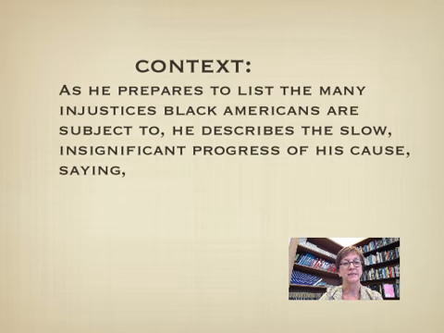I have to give some context. What's he talking about at that point in the essay? As he prepares to list the many injustices Black Americans are subject to, he describes the slow, insignificant progress of his cause, saying, now there's two things I want you to notice about this. First, context frequently begins with a time word. Here I used as, sometimes it's after or before or when, something like that. And also notice that I've got a speaking verb at the end of my context that'll lead me smoothly into my quotation. There are a couple of other ways to do this that I'll deal with another time.